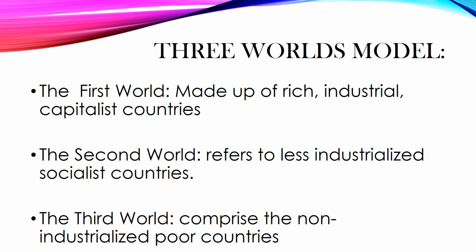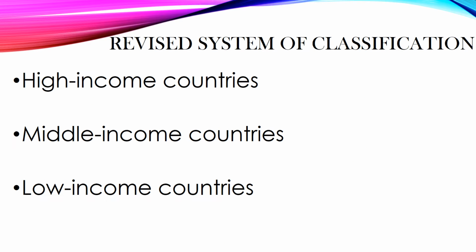In this model, according to Macionis 2012, the capitalist West, which is the first world, and the socialist East, which is the second world, are against each other, while other nations, the third world, remain more or less on the sidelines. Changes in Eastern Europe and the collapse of the former Soviet Union in the early 1990s meant the end of the Second World and the usefulness of the Three Worlds model. The model presented a revised system of classification.